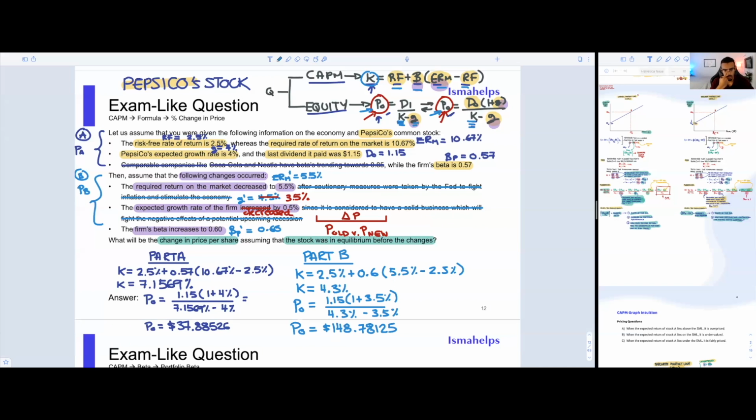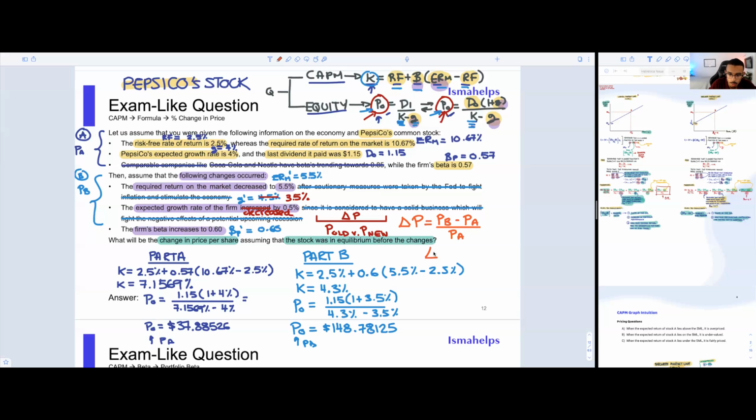Okay, so now we have the price for part A, and we have the price for part B. So that's pretty awesome. And then the last step is a walk in the park. All that you're going to have to do, and we're going to put it in, I guess, orange, is as follows. You're going to do part B minus part A over part A. This is going to give you a chance to find what is the change in price, okay?